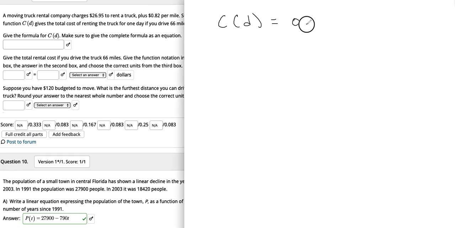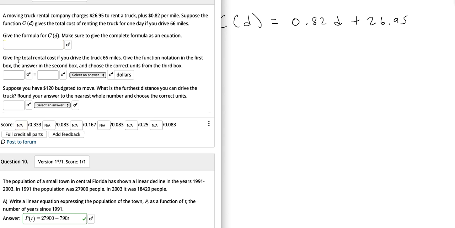So we'd have 0.82 times the distance, the number of miles, plus 26.95. So if I didn't drive the truck at all, I owe them that much. If I drove it 1 mile, I'd owe them this much plus 82 cents. So this is just going to count up each mile. So that's that first box.